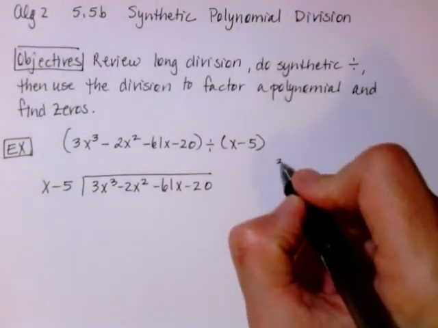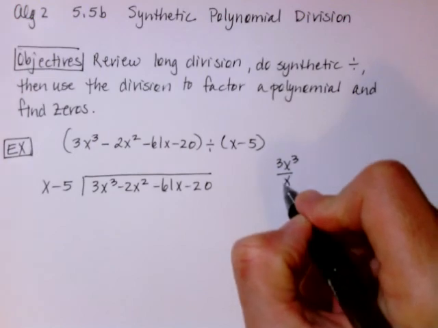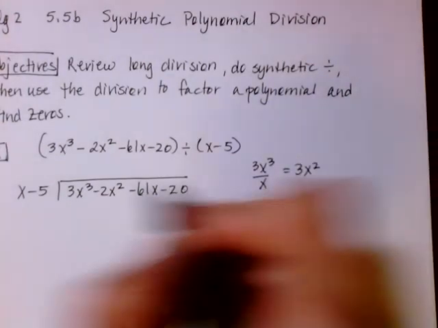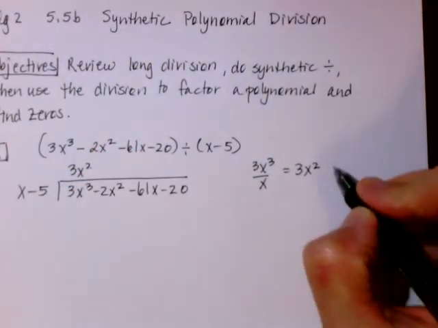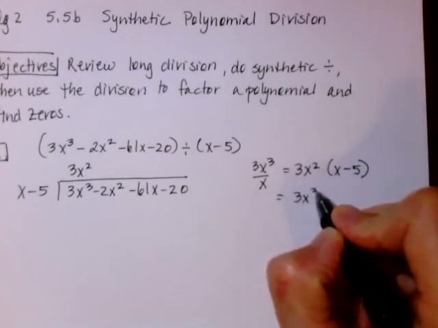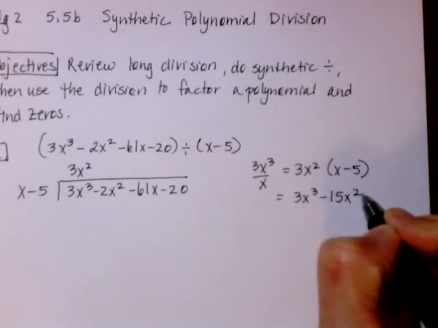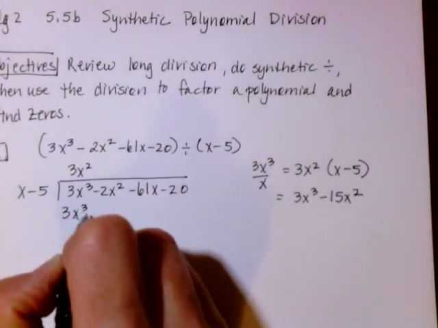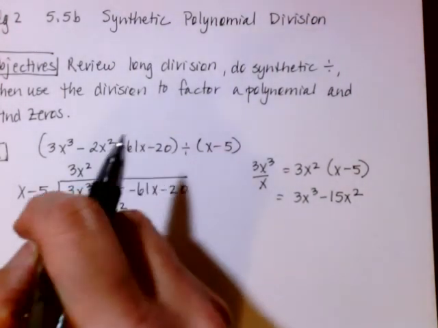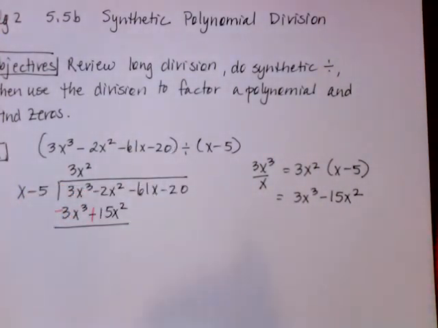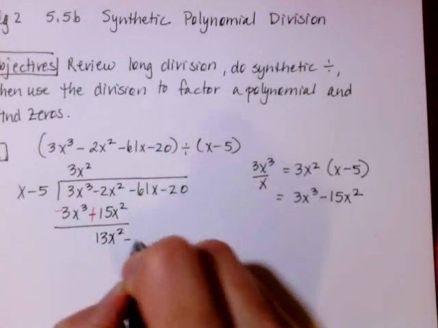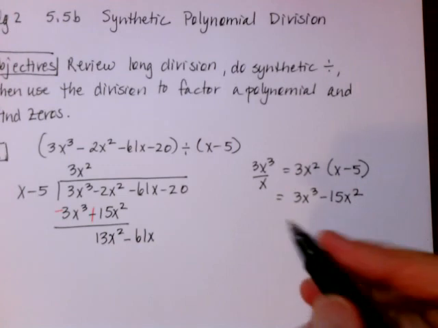So I'm going to divide 3x cubed by x, and I'm going to get 3x squared. And then I'm going to write that up top. I'm going to multiply through x minus 5 to get 3x cubed minus 15x squared. I'm going to write it down. Minus the 15x squared. Draw my line. The next step is to change the signs. So positive 15 and negative 2 is 13x squared minus 61x.